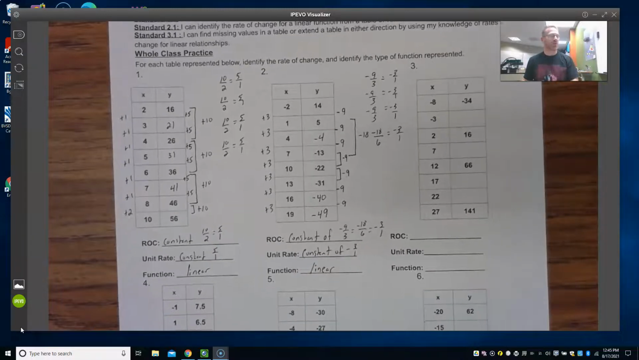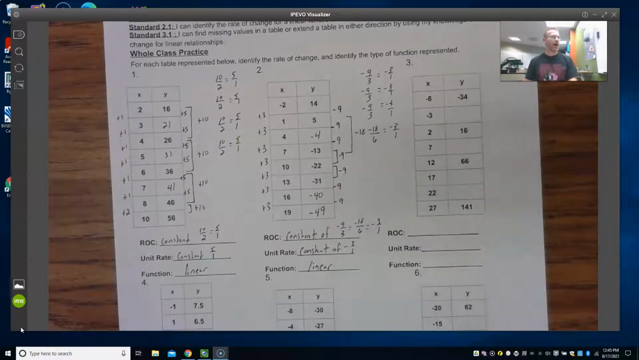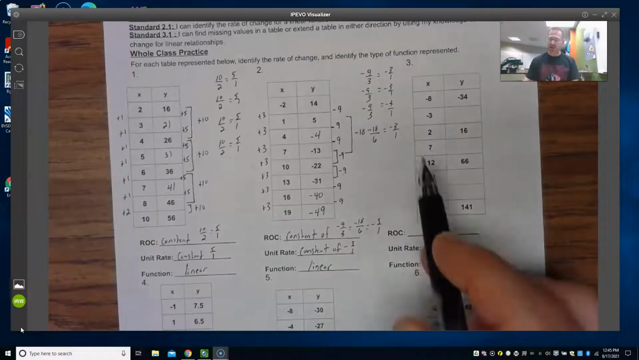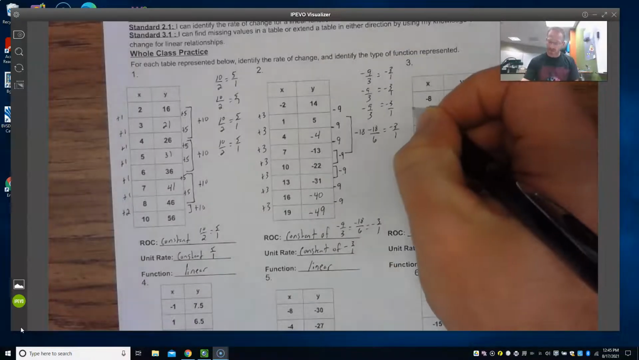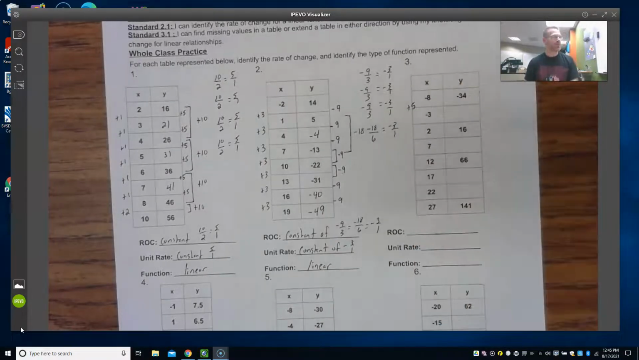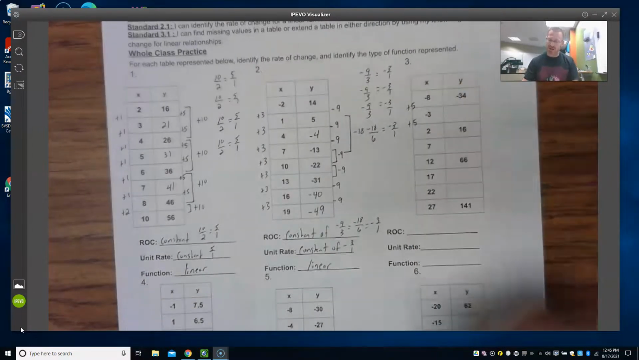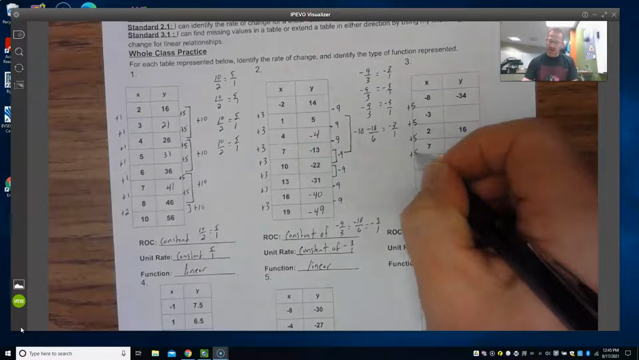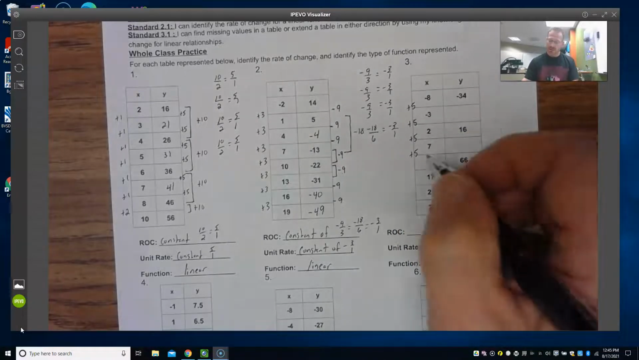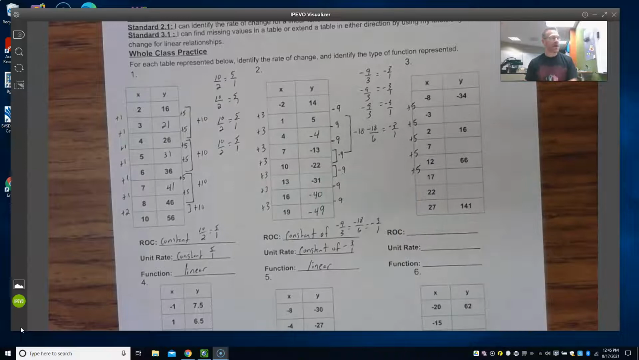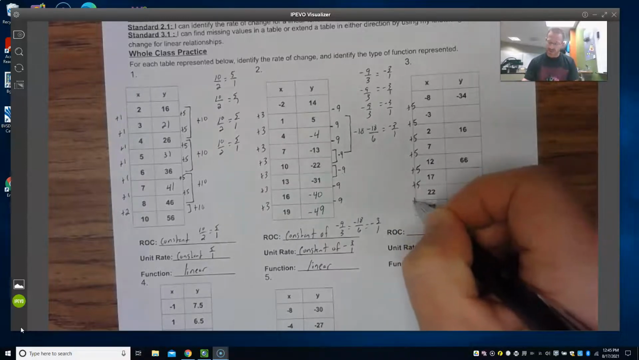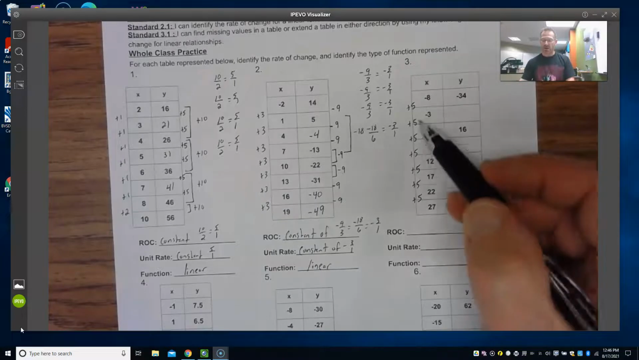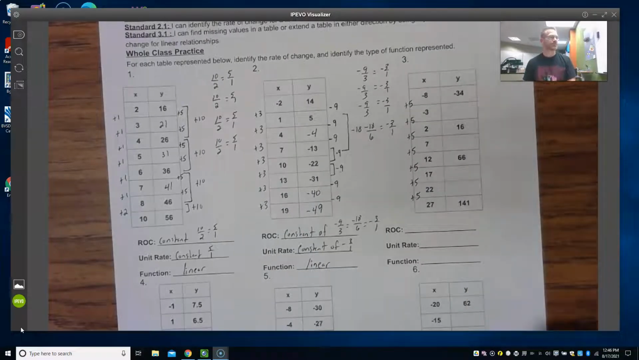So now let's look at problem 3. Once again, I can see that I've got some gaps in my y's. So I'm going to start looking at that x column first, and I'm going to look at my rates of change for x. I can see that I go up 5 on the first one, and then I go up 5 on my second change. 2 to 7 is up 5 again. 7 to 12 is up 5 again. 12 to 17 is up 5 again. And we can finish this off by going up 5 and then up 5. So all my rates of change for x's are up 5. That's really good.